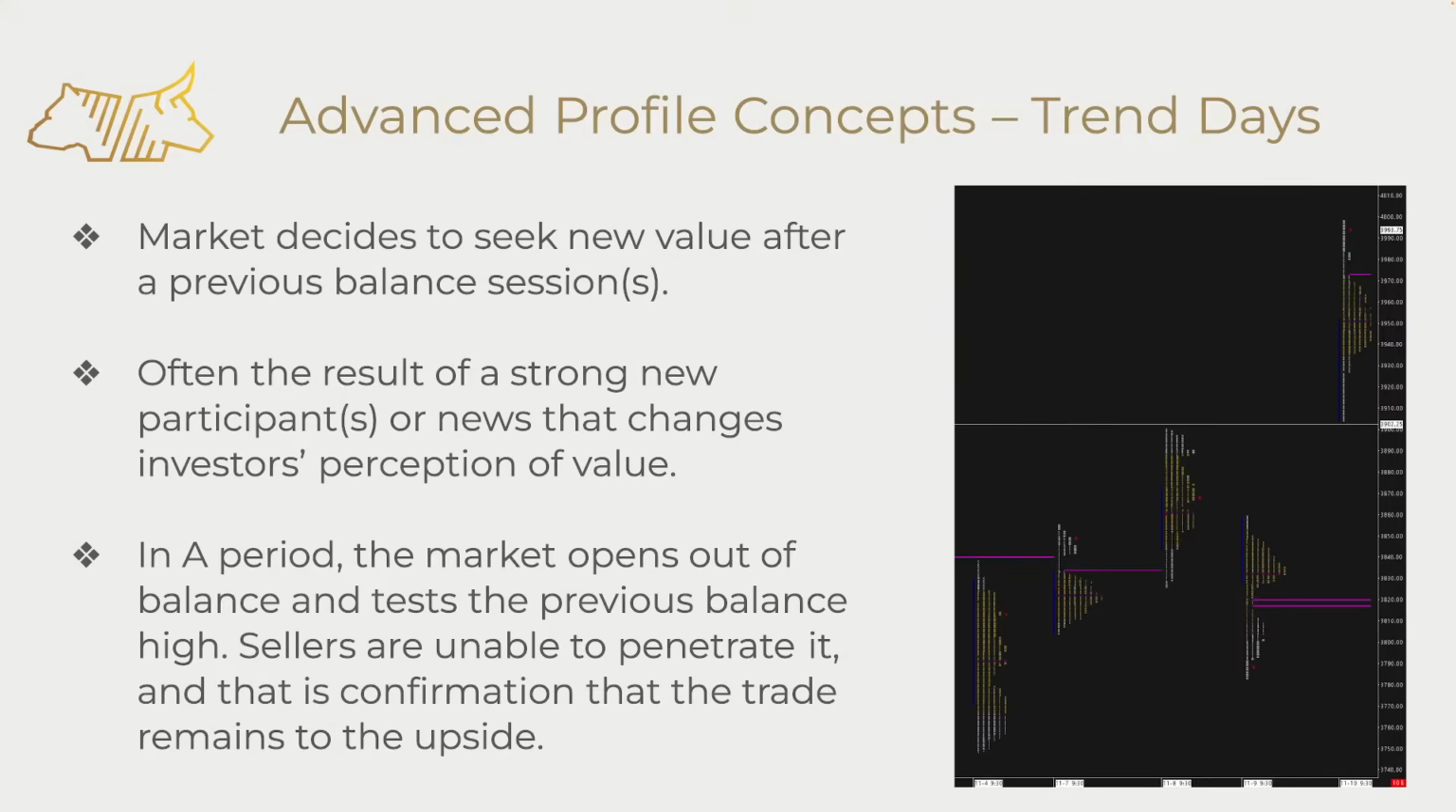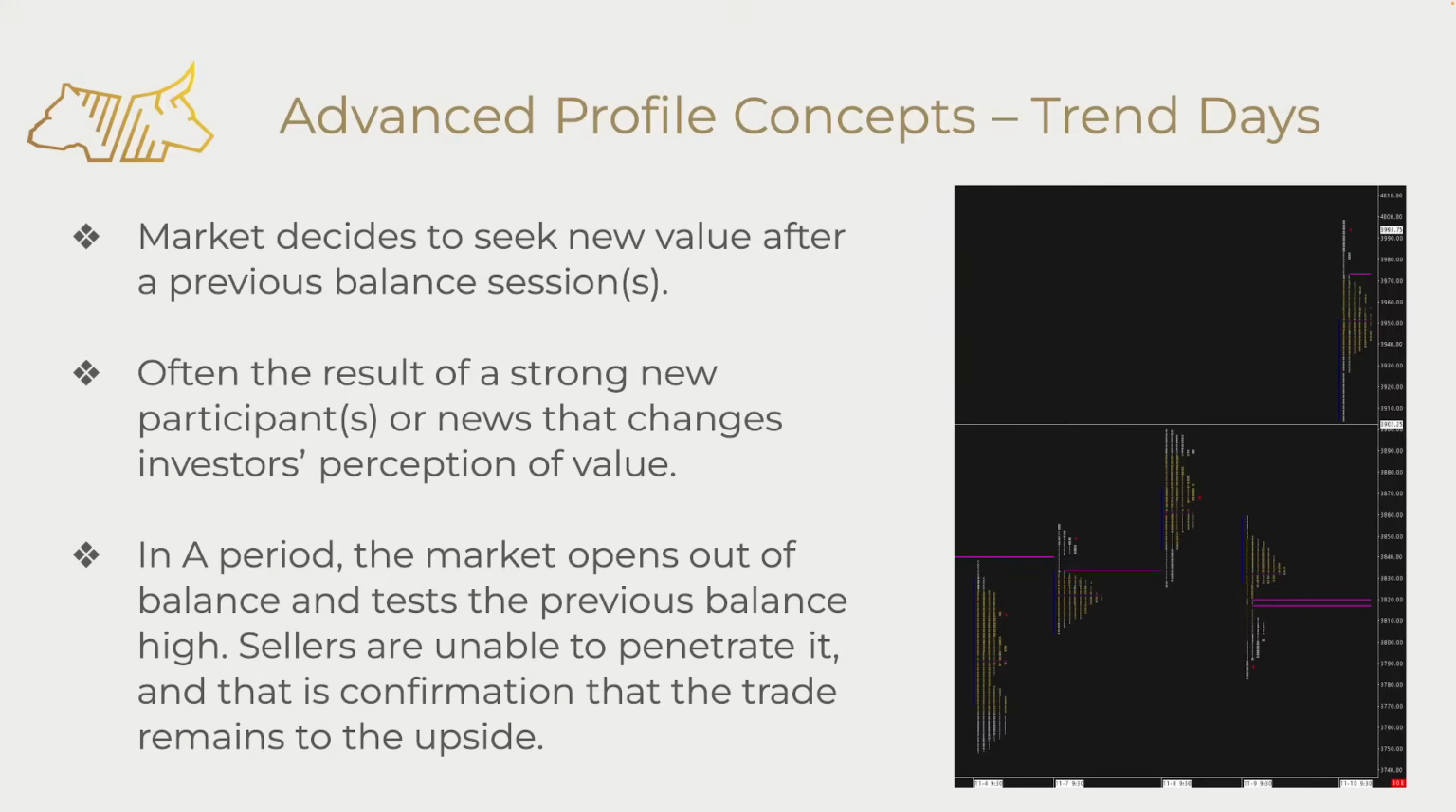CPI, FOMC meetings, these sorts of news events have lately really caused the market to trend quite strongly because there's new information entering the market, and therefore our understanding of value changes. Maybe we thought value is too low relative to what this new information is telling us. So the market will trend upward, or vice versa on a downtrend.